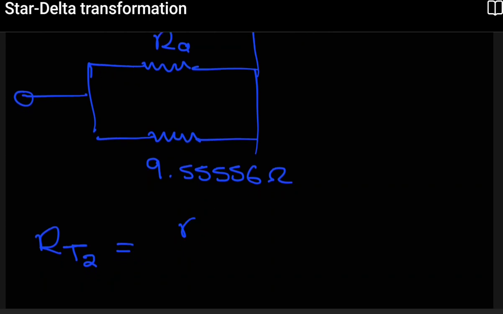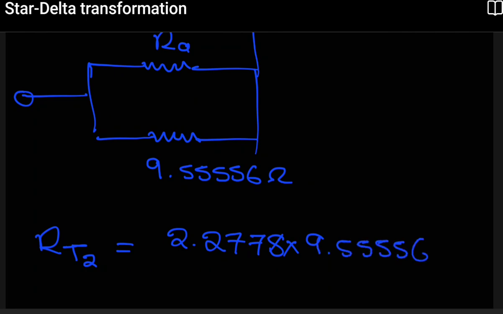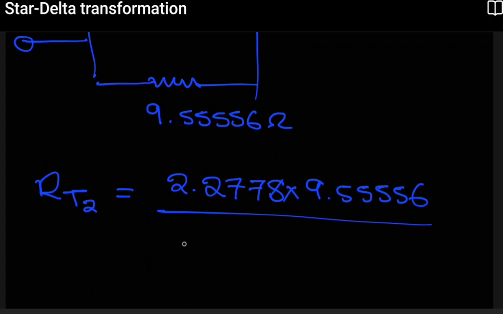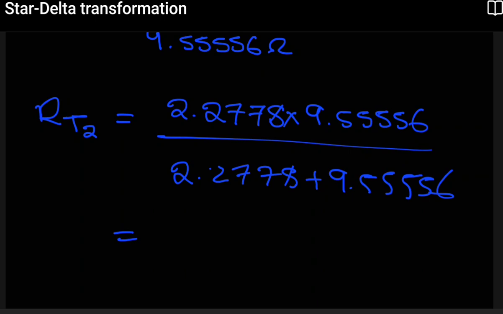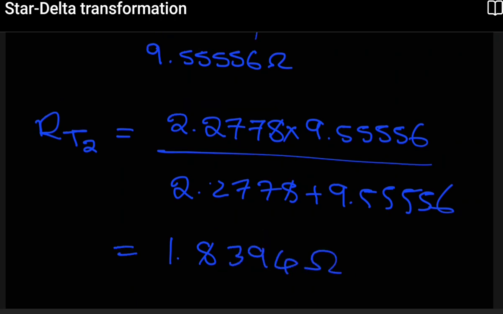So because they're parallel, we're going to say RA. We know what RA is. We found it already. So that one is 2.2778 by 9.55556 divided by their sum. And this is going to give us 1.8394 ohms. So let's redraw our circuit.